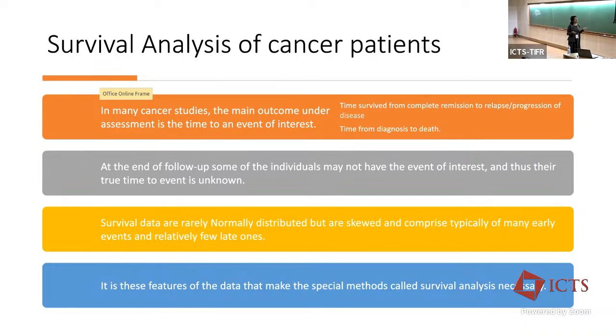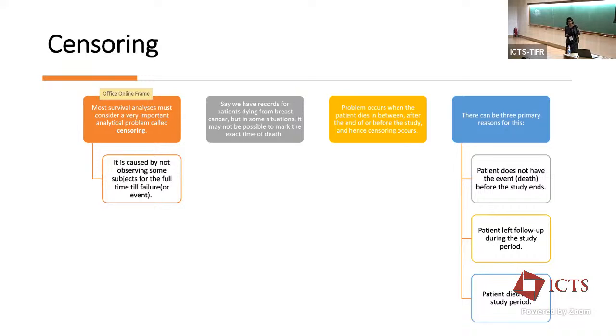Now, survival data are rarely normally distributed, but they are skewed and typically comprise many early events and relatively fewer late ones. It is these features of the data that make the special methods called survival analysis necessary. So you need a special technique. You can't just use the normal techniques.